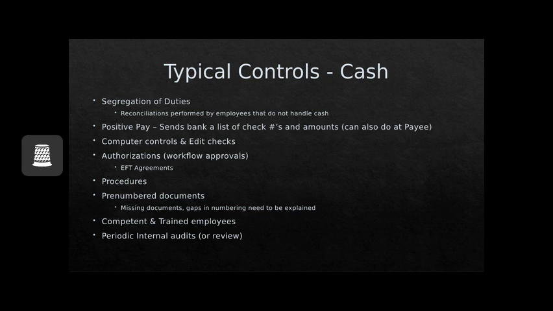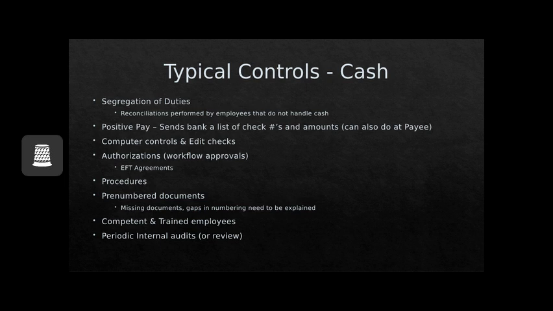Pre-numbered documents are another key control. Check numbers. One of the things you want to look for are missing checks, or gaps, I should say. And if you got 1, 2, 3, 4, and then all of a sudden you jump to 20, 30, 21, 22, what happened to those checks that are missing?